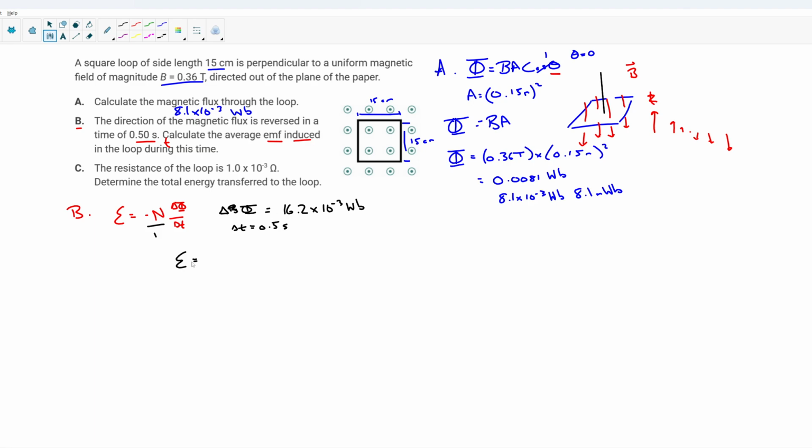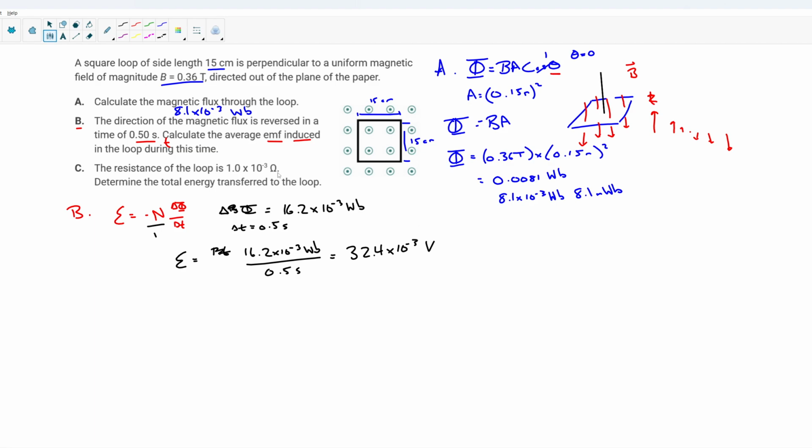Okay, so N is just 1. Again, I'm going to drop the negative sign. I just want to find the size of the volts. It's 16.2 times 10 to the minus 3 Weber over half a second. That gives me 32.4 times 10 to the minus 3. Webers per second must be volts. It's an EMF. All right, I'm basically there.